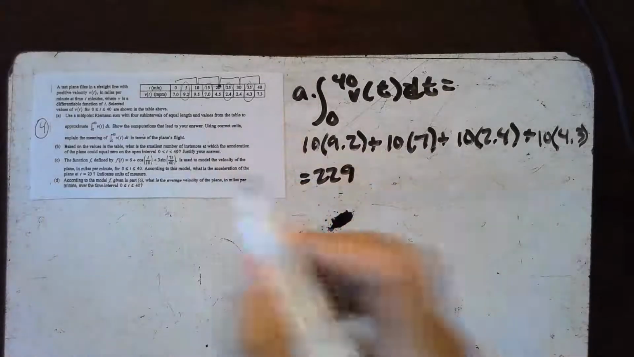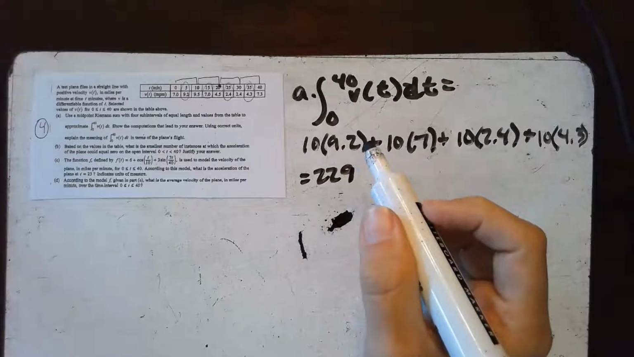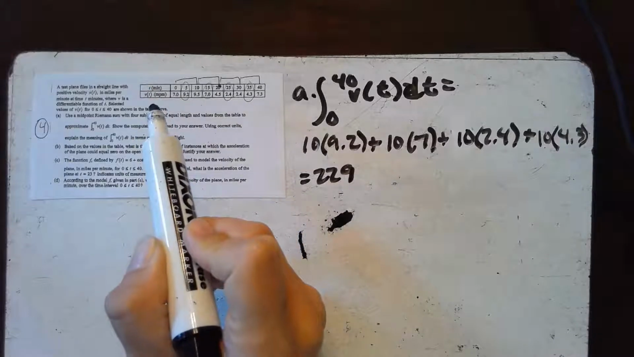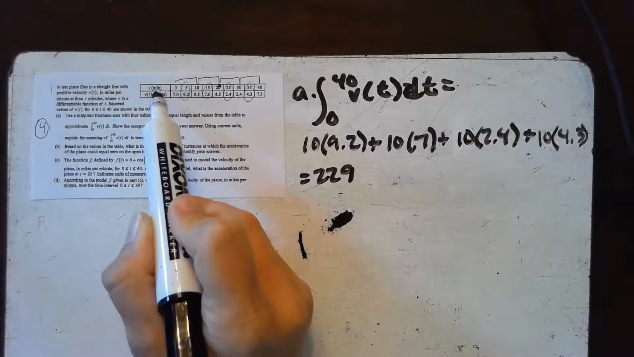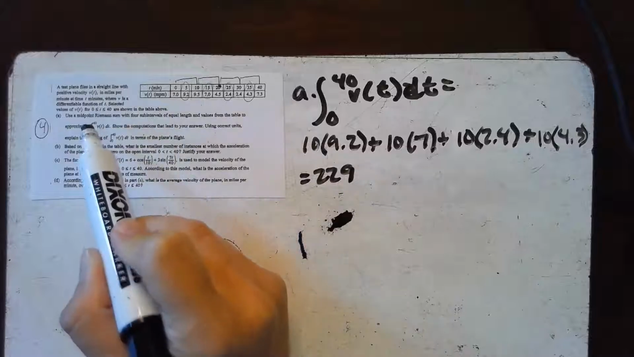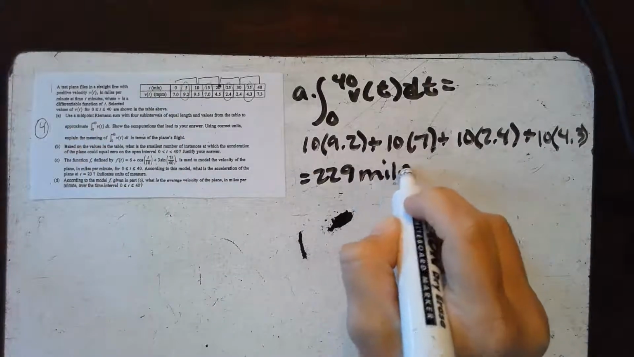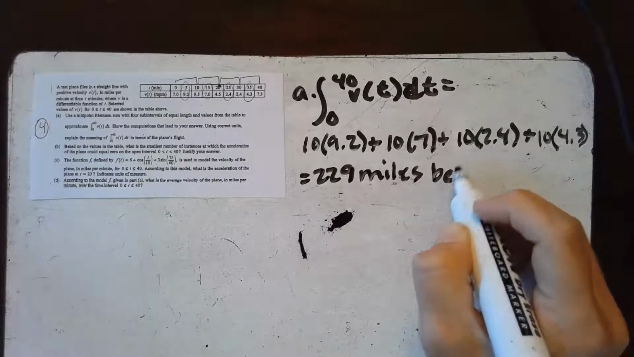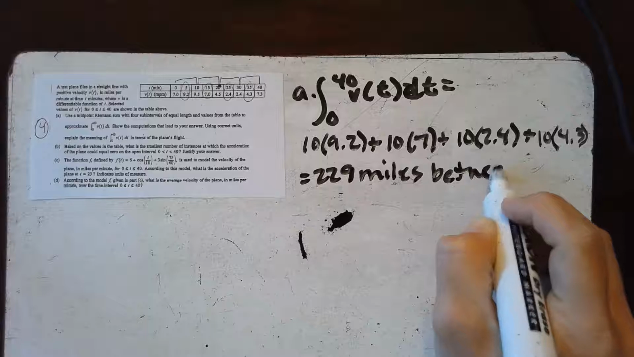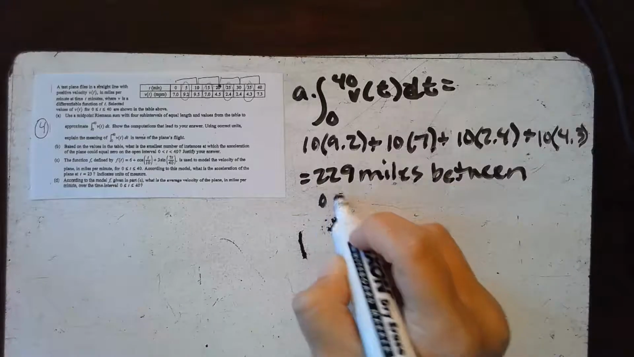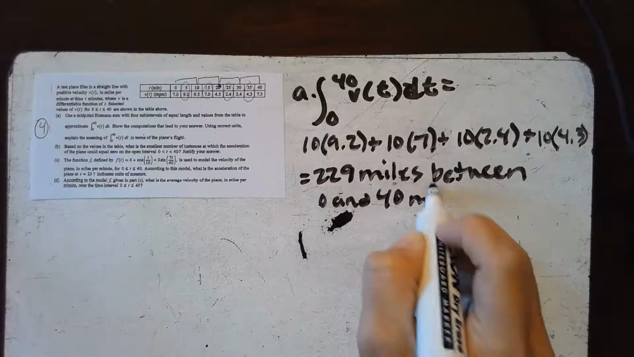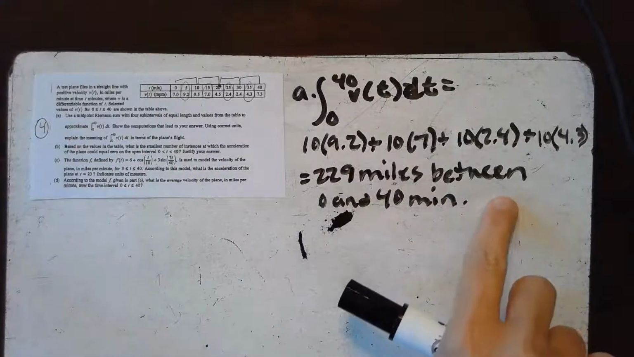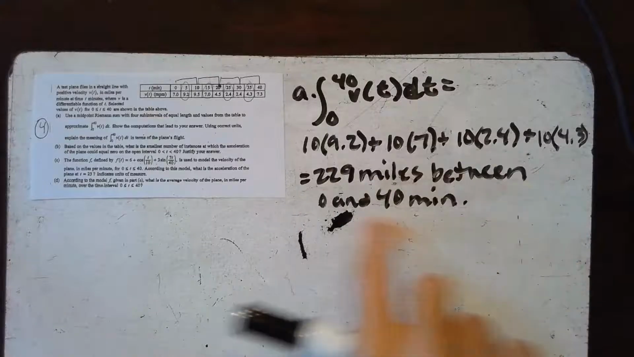Now, using correct units, we have to explain. Notice that we integrated velocity, which I think is miles per minute. If I integrate velocity, I get my position function. So, miles, between 0 and 40 minutes. Not only do they want the units, but they want to explain the meaning. So miles and all of that count.